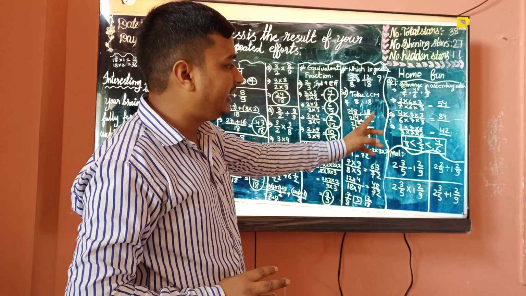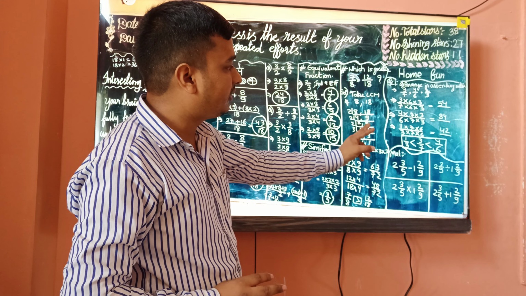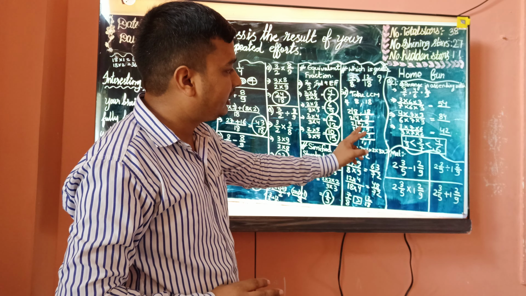2 4s are 8, 9 I keep, 2 9s are 18. 2 2s are 4, 9 comes as usual. After that 2 1s are 2, 9.